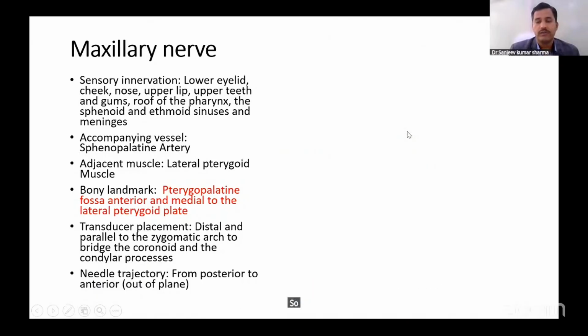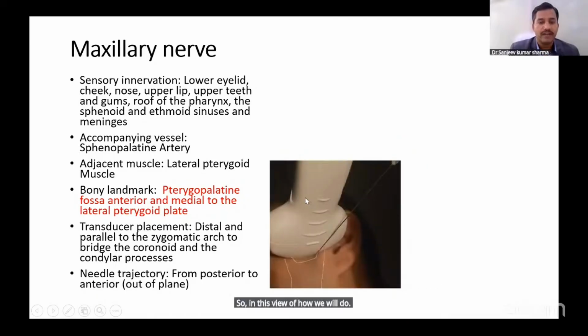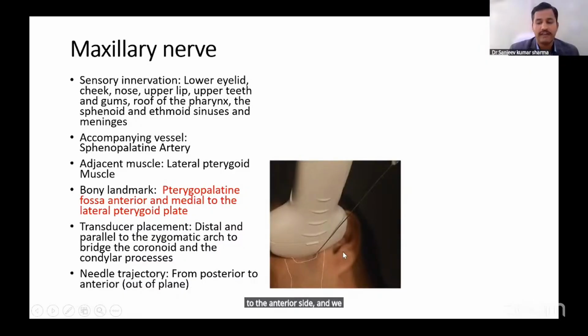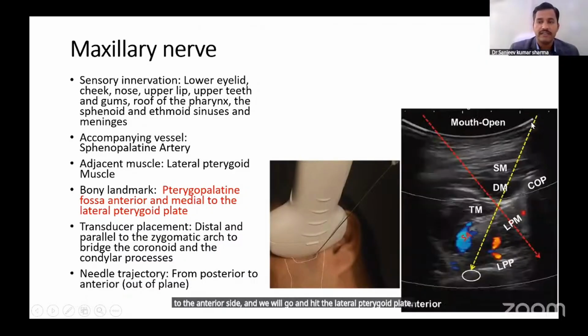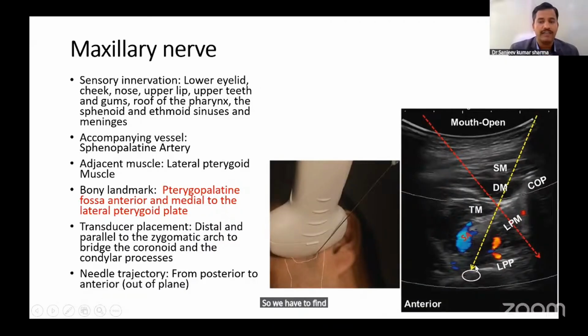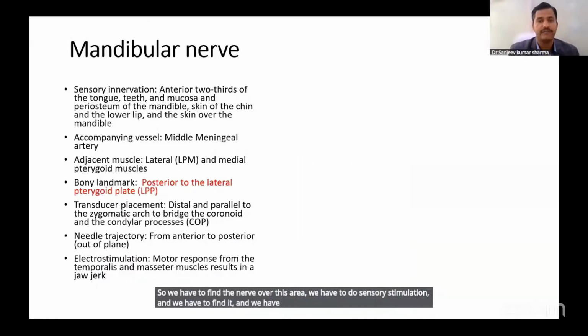In this view, how will we do it? We will place our ultrasound probe over the coronoid notch area, and we will insert our needle from posterior to anterior and hit the lateral pterygoid plate. We can see the needle coming like this and hitting the lateral pterygoid plate. Over here is the pterygopalatine fissure area, from which the maxillary nerve enters into the pterygopalatine fossa. So we have to find the nerve over this area. We have to do sensory stimulation, find it, and target it.